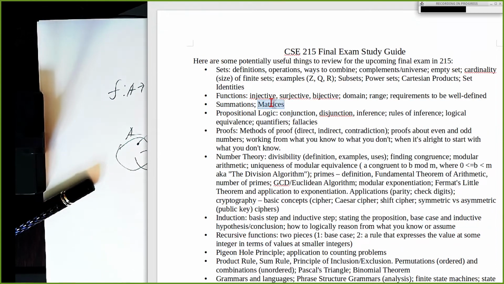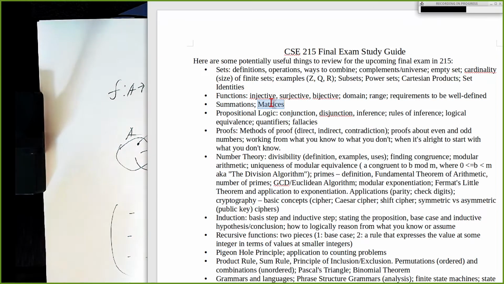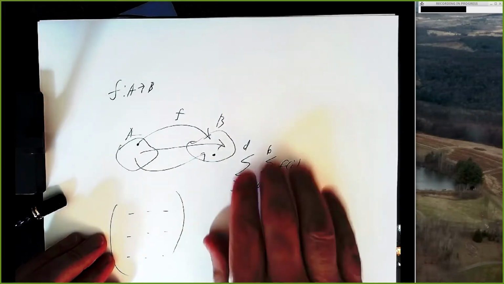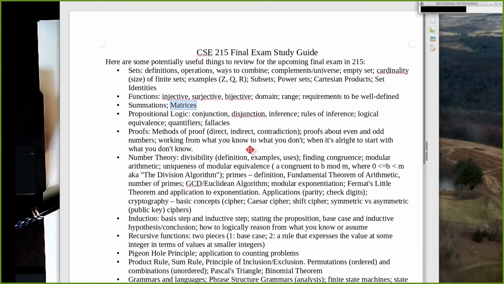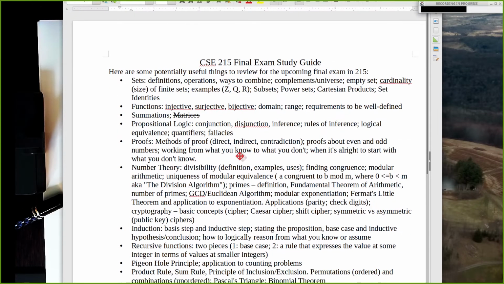We touched briefly on matrices. I'm not going to ask you a lot of details about matrices, but here's something we talked about. It's a way to have a series of numbers, for example, that look like this, and we can define addition, subtraction, multiplication, and so on. But we did this mainly as an example of some things we can do with summation, so I won't ask you. In fact, I'm just going to go ahead and put a strike through on that, so don't worry about matrices.